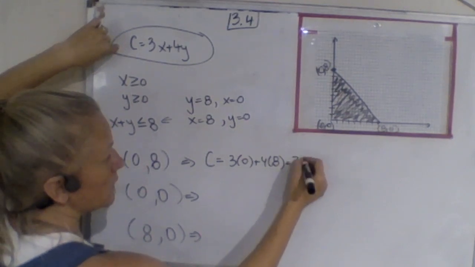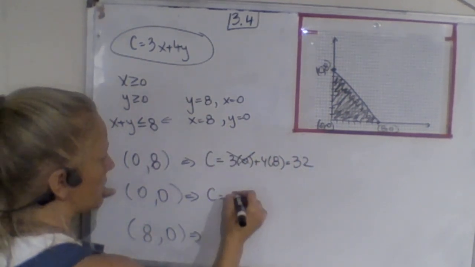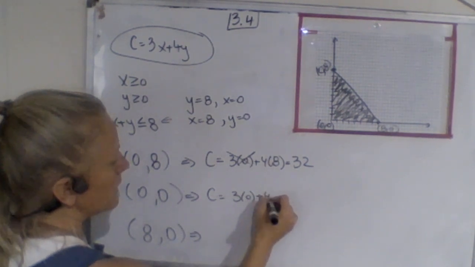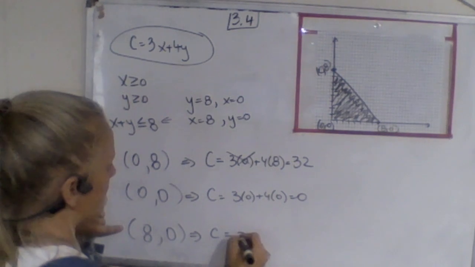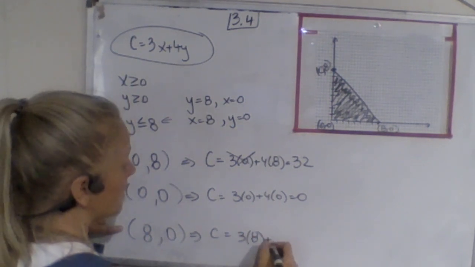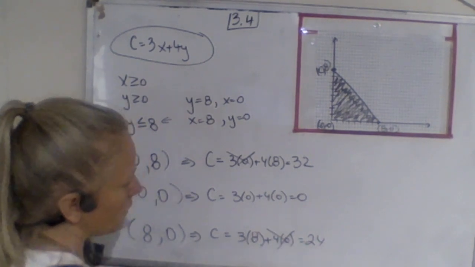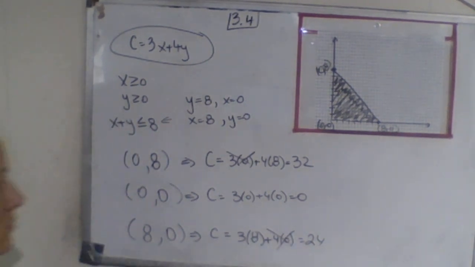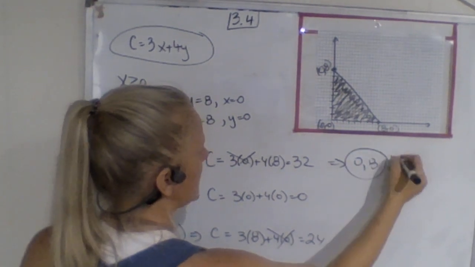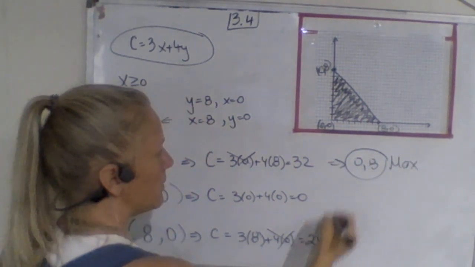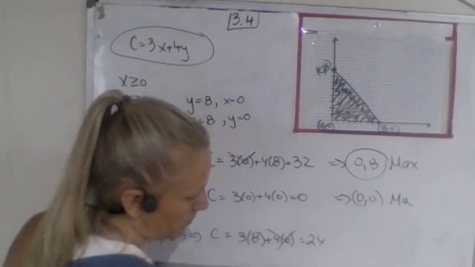I get a 32 because this is 0, right? This one becomes 3 times 0 plus 4 times 0. It's a 0. And this one becomes 3 times 8 plus 4 times 0, which is 24 because this is 0. I'm looking for the maximum. Here it is. The maximum is at 0, 8. This is the max. I'm looking for a minimum. 0, 0 will represent my minimum.